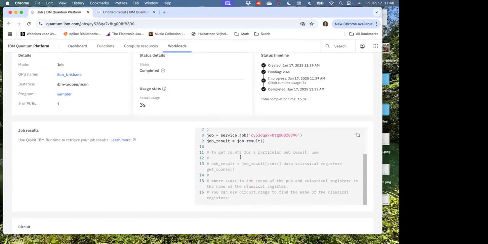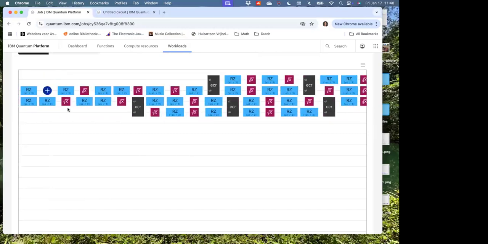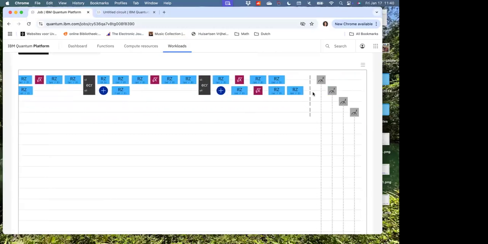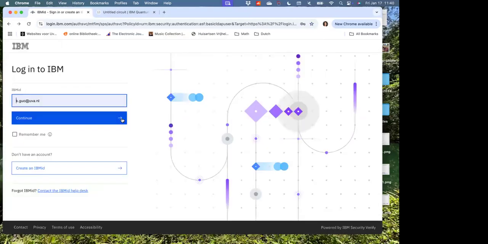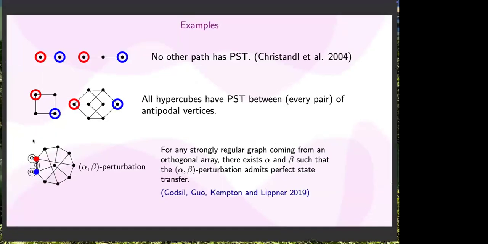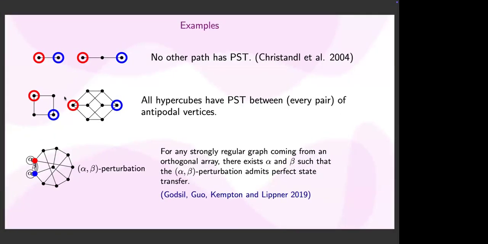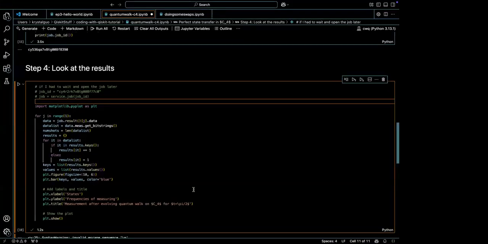Okay, and then it has the thing here. It also printed the circuit for us in a non-stupid manner. Oh look, and it is measuring the qubits at the end. Amazing. So what was the original graph? It was this graph. Okay, and now the last step is to look at the results.